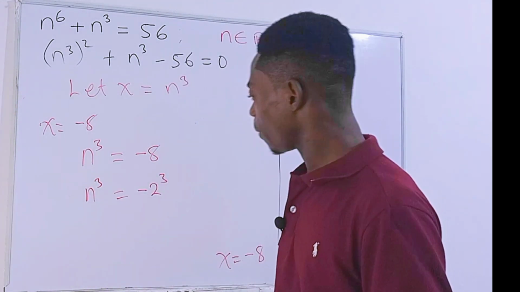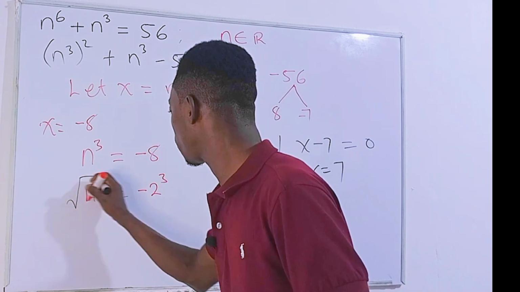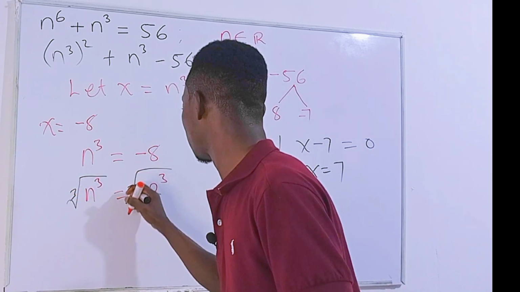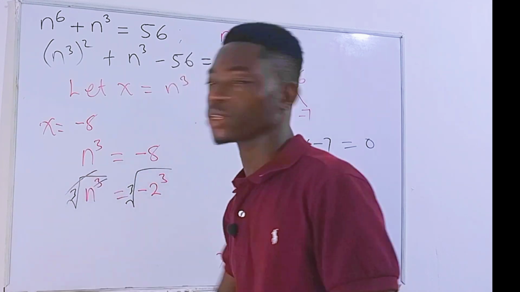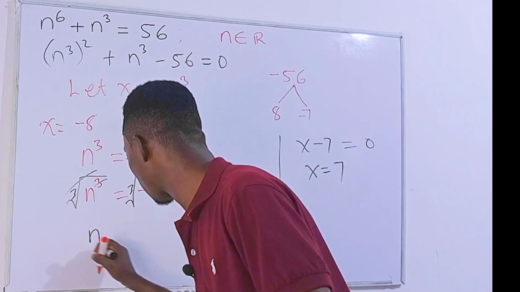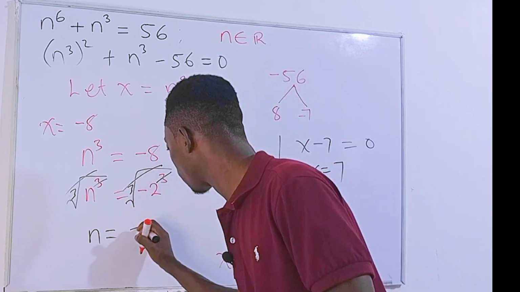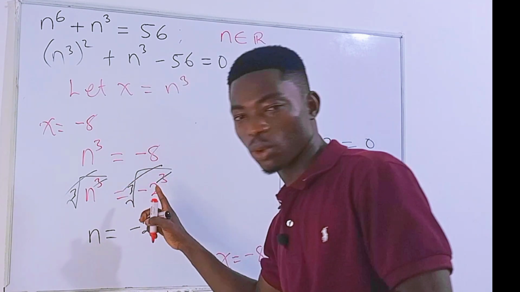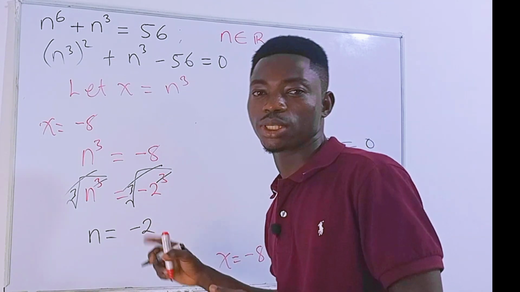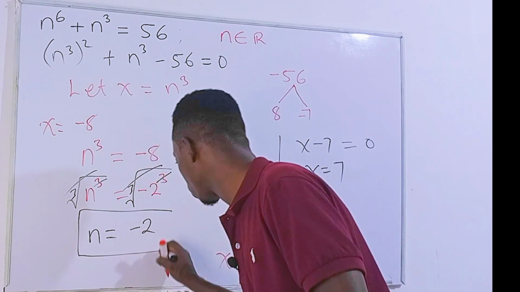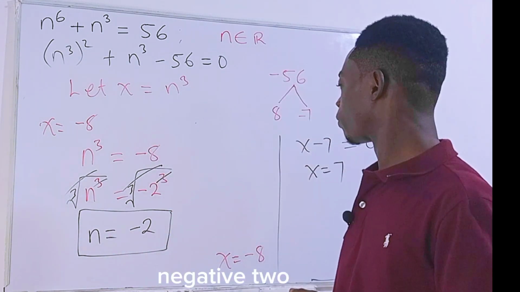Now, if you go ahead and take cube root on each side of the equation, just like this, cube will cancel out this cube root. Then on the left, we have just n. Of course, this will also cancel out that, and we are left with minus 2. And of course, whenever you take an odd root, there's no need to bring plus or minus. So we have one of the solutions to be n is equal to negative 2.